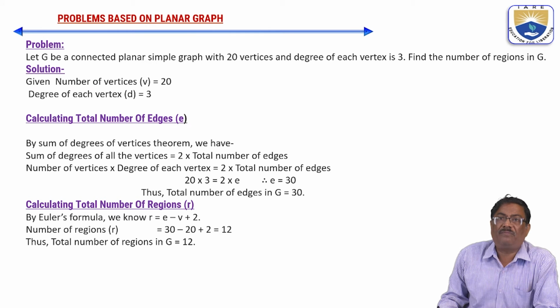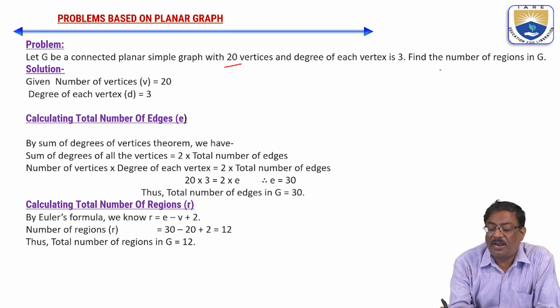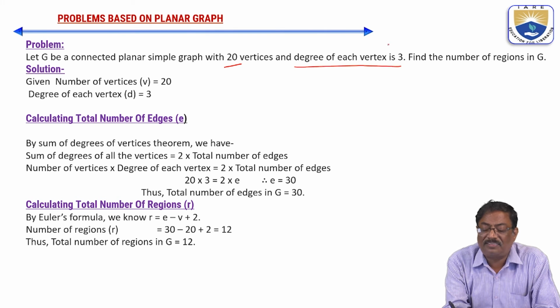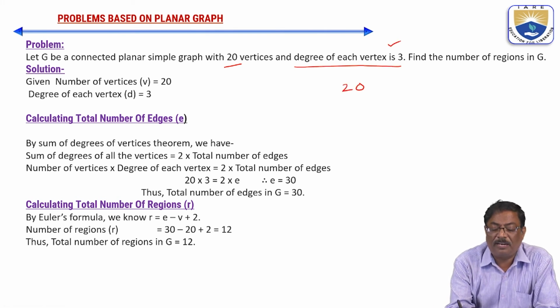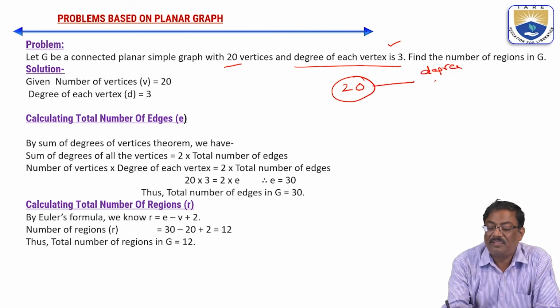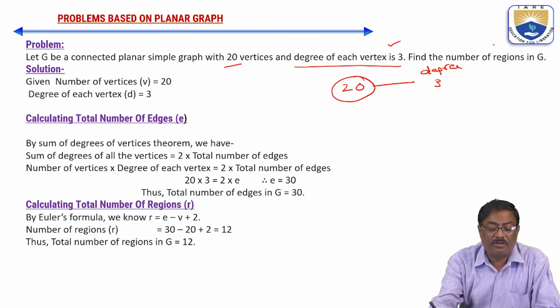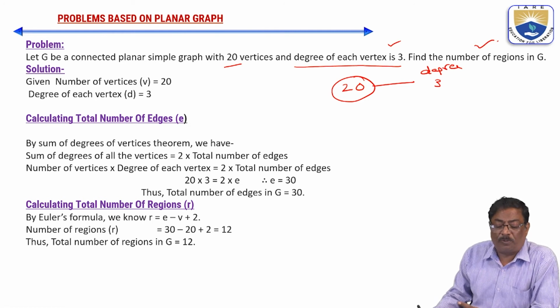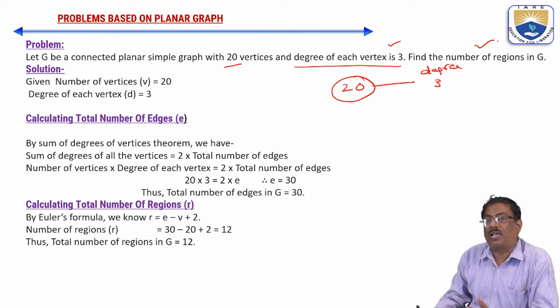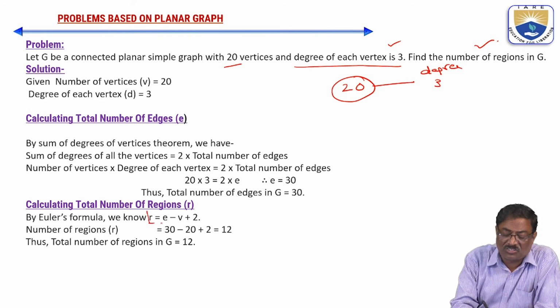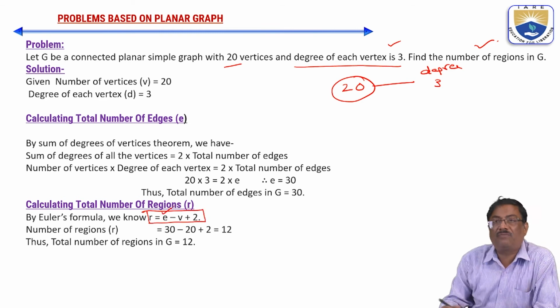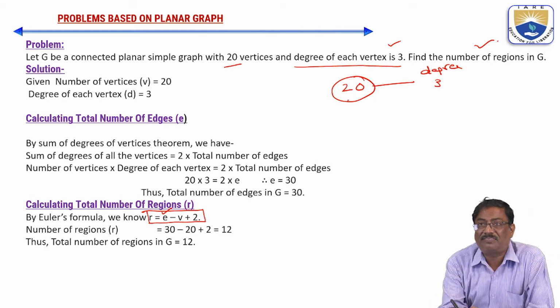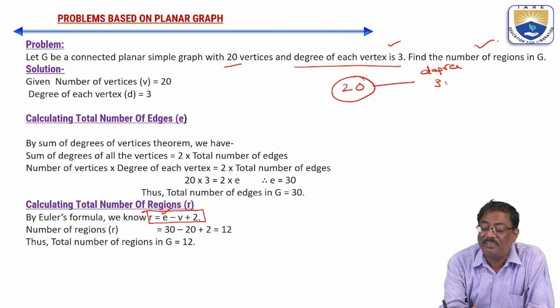G be a connected planar graph which is having 20 vertices, and each vertex degree is 3. There are 20 vertices, and each vertex degree is 3. Then find the number of regions. So here edges we don't know. First of all, edges we have to calculate before going for the number of regions. Number of regions, this is the relationship. Now I require how to find out the number of edges. So here number of vertices are given, and each and every vertex degree is 3.